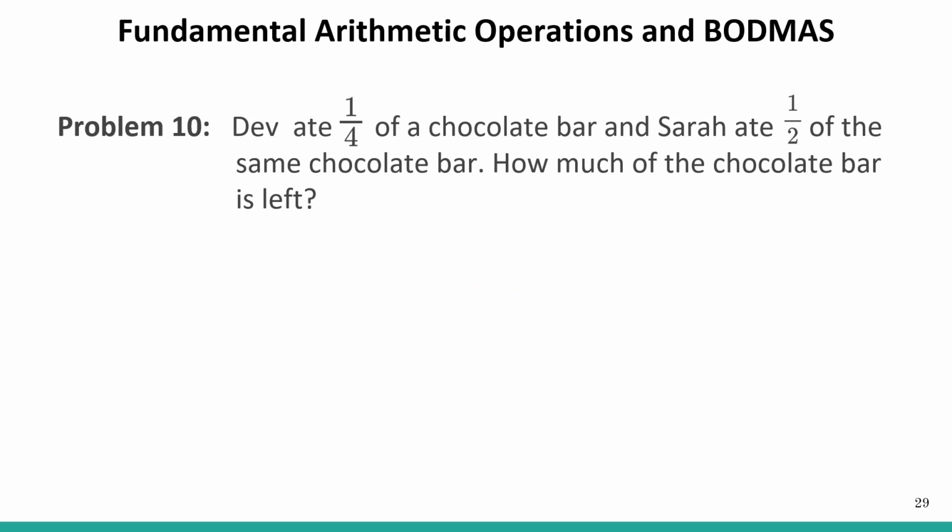So let's see problem number 10. It tells us that Dev ate 1 by 4th of a chocolate bar. Dev ate 1 by 4th of the chocolate, and Sarah ate 1 by 2 of the chocolate. So how much of the chocolate bar is left? So 1 minus 1 by 4 minus 1 by 2.